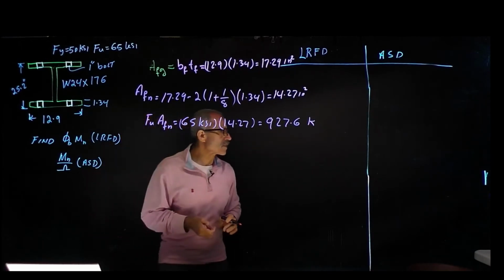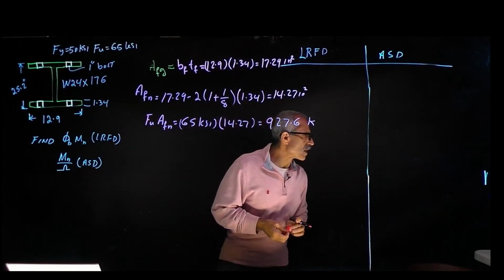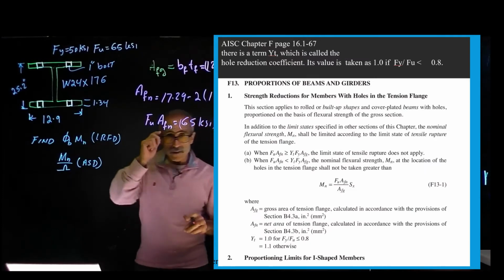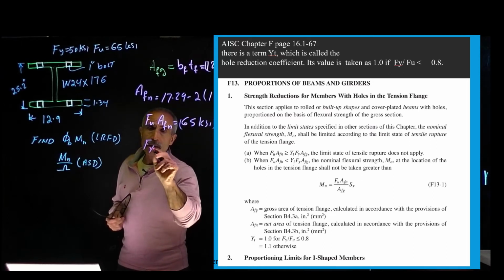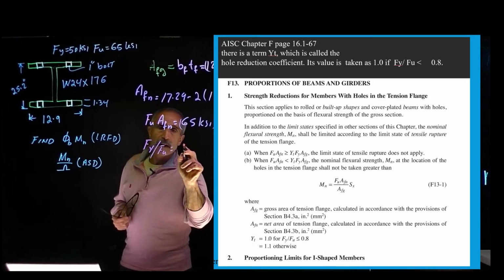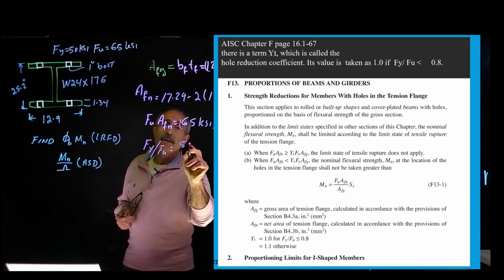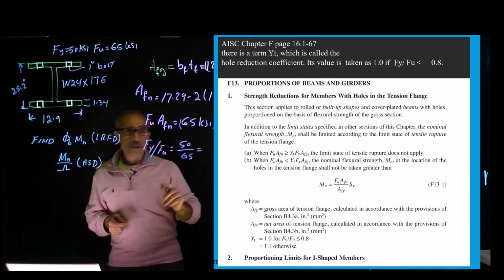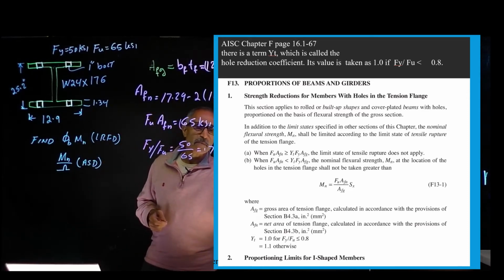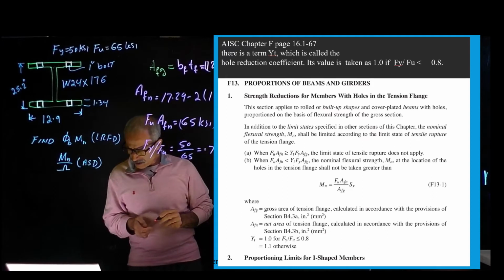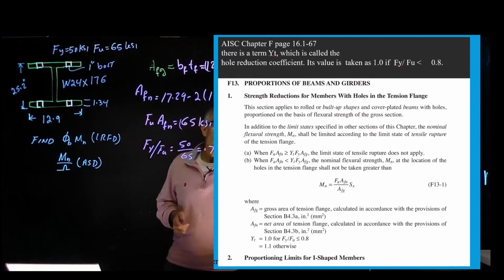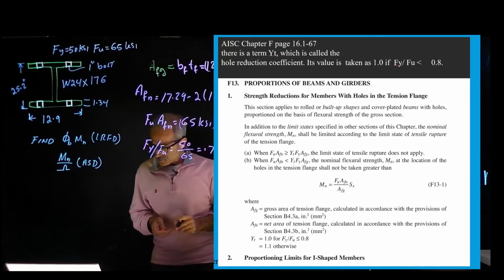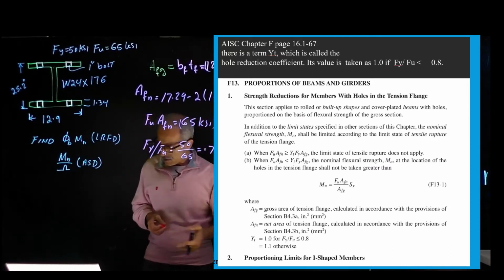Let's find out if we're going to satisfy the requirement for YT. So Fy divided by Fu, and that comes out to 50 divided by 65, which comes out to 0.77, and that's less than 0.8, and therefore we can say YT is going to be equal to 1 in this situation. Otherwise, it would have been 1.1.